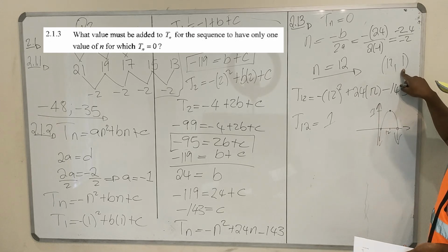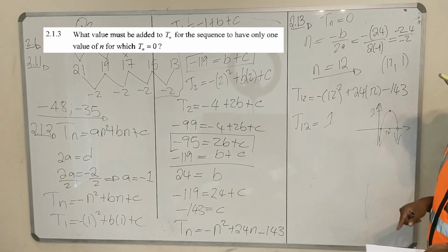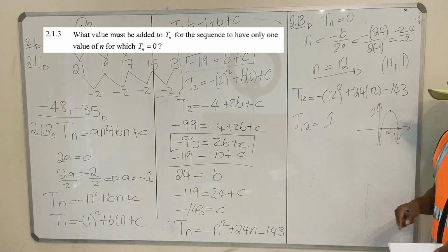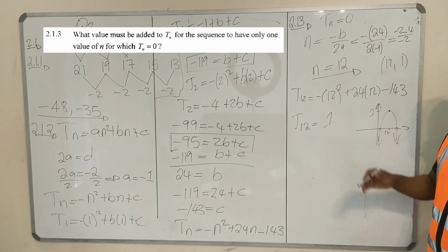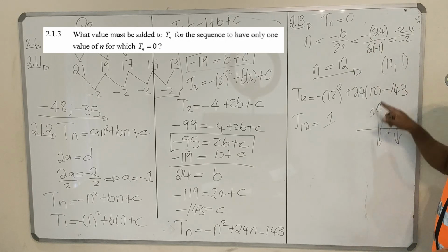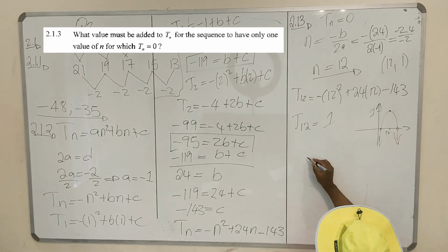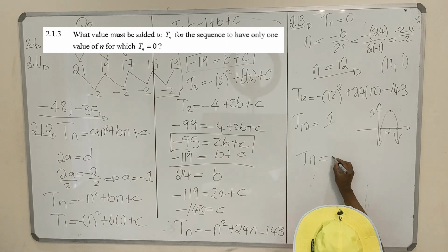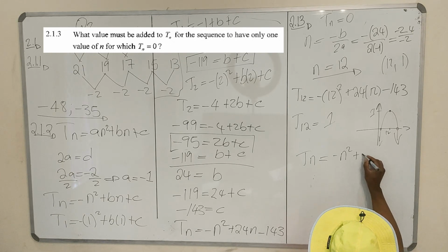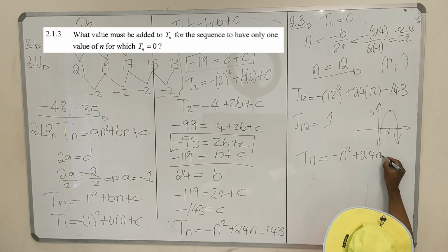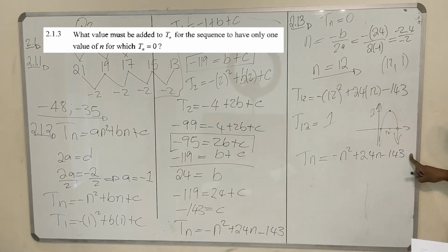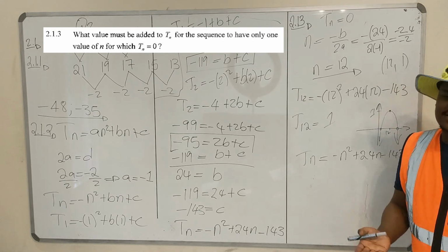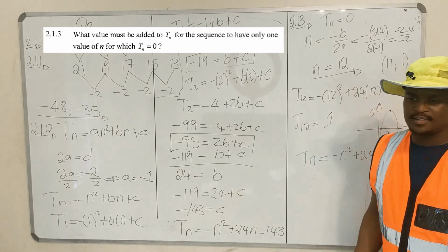So what should we do to this sequence? It should be shifted 1 unit down. Right? So what must you add to the sequence? Now, you have the Tn. Tn is equal to negative n squared plus 24n minus 143. So now they're asking, what must you add to this sequence? Aren't you supposed to minus? Yes, you can minus, but you can say you can add negative 1.